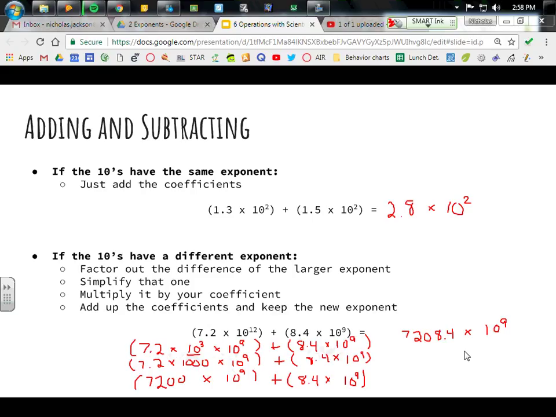This is not yet in scientific notation, so we would have to move our decimal point to the left 3 spaces. That means we have to change our exponent. We have to increase it by 3. So this would be 7.2084 times 10 to the 12th power. Okay?